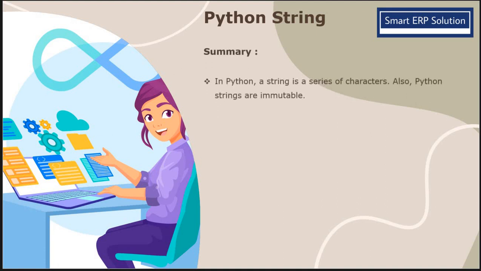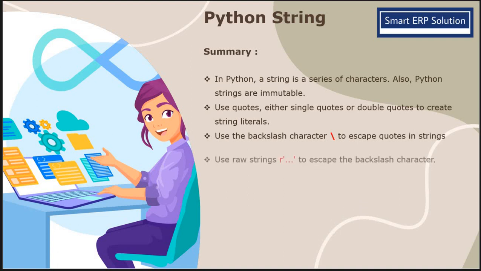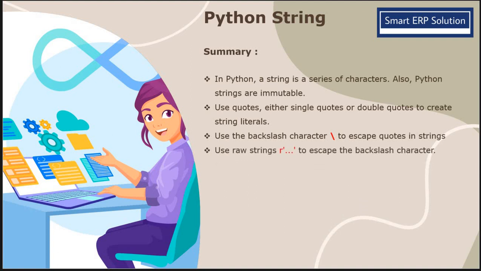Summary. In Python, a string is a series of characters. Also, Python strings are immutable. Use quotes, either single quotes or double quotes, to create string literals. Use the backslash character to escape quotes in a string. Use a raw string, r within single or double quotes, to escape the backslash character. Use an f-string to insert substituted variables in a literal string.